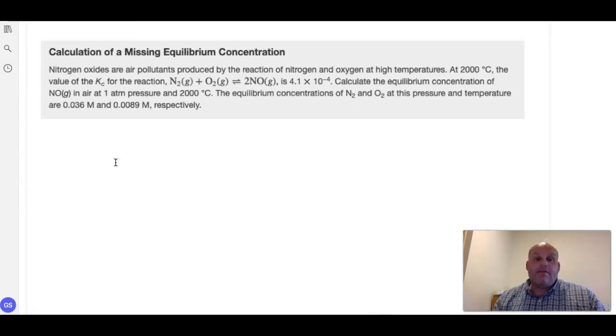Okay, calculation of a missing equilibrium concentration. So why don't you go ahead and pause the video for this next type and copy this problem in your notes. All right, so as I read through this problem, and I'm looking for what this problem is asking for, this is asking me to calculate the equilibrium concentration of NO gas. Okay, so I have a reaction. Obviously, that is going to be important. So I'm actually going to just rewrite that reaction down here.